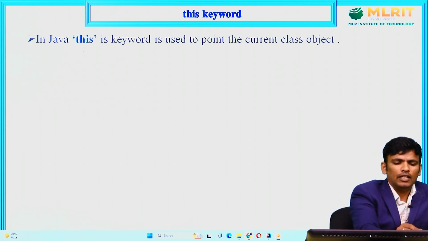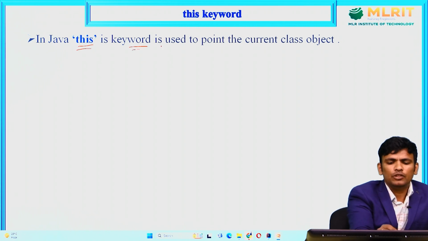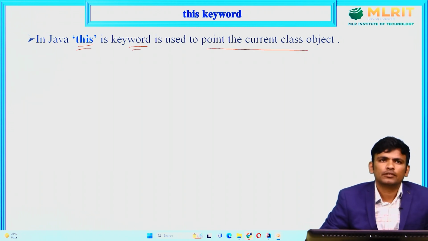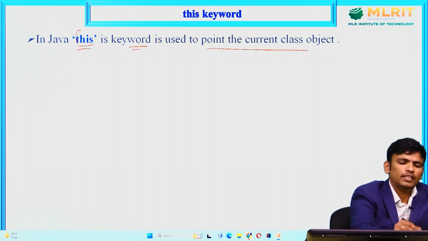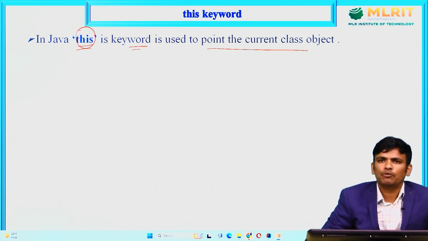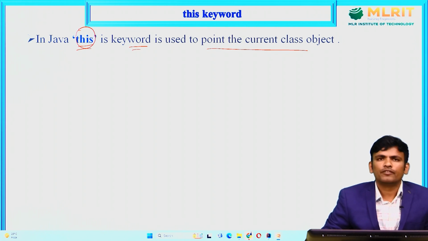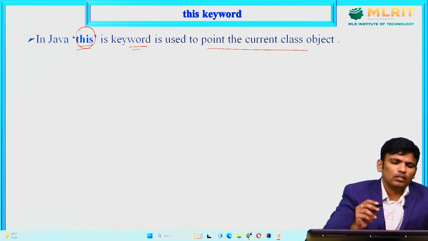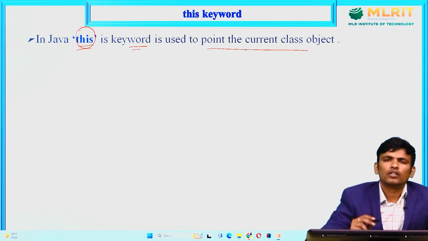So in Java, this is a keyword used to point to the current class object. It is just a keyword which is used to point to the current class object. So if you want to access any instance variable, or any instance method, or a constructor, we use the this keyword. Now we'll see the usage of this and how to work with it. So this is a keyword which is used to point to the current class object.